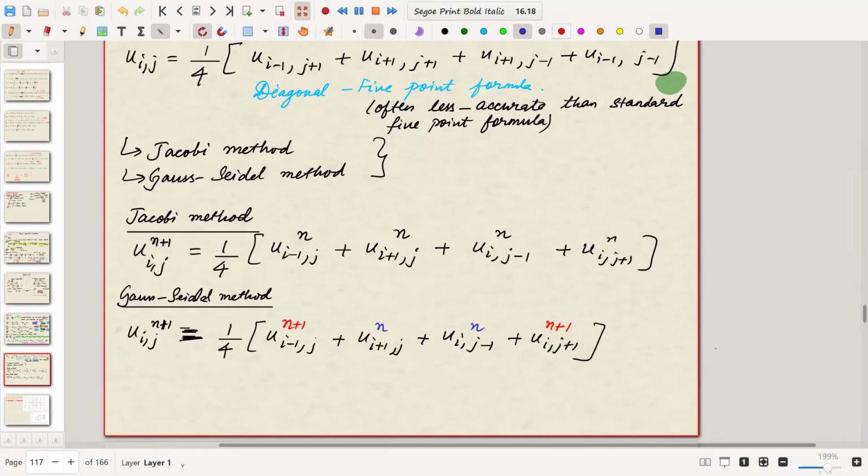This is Gauss-Seidel. Observe here you took all n. But here you are taking i minus 1, j and i, j plus 1. Those terms will only be n plus 1, the most recent updates. Other terms will be the same, nth terms. So like that you did for Gauss-Seidel in the previous semester. You took the most recent available value in your iteration scheme. Therefore, this is how Gauss-Seidel will be more efficient than the Jacobi method.